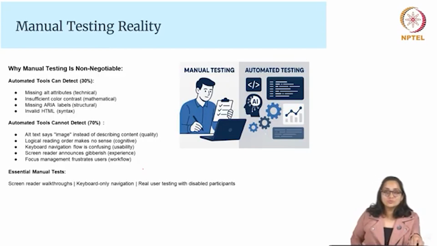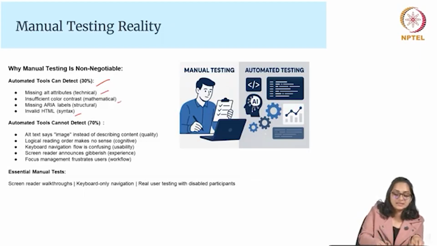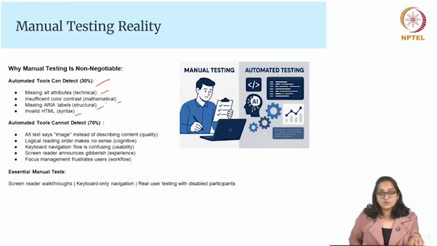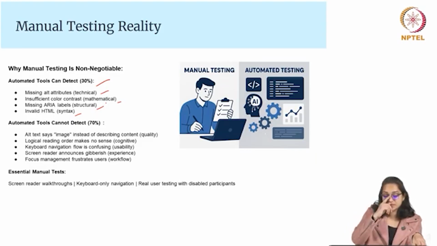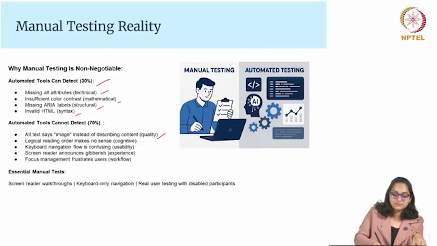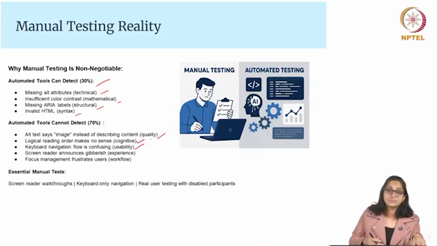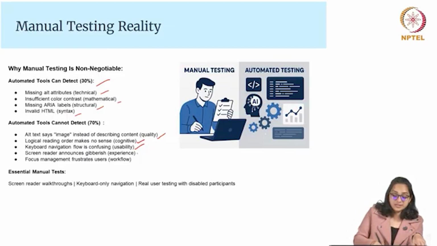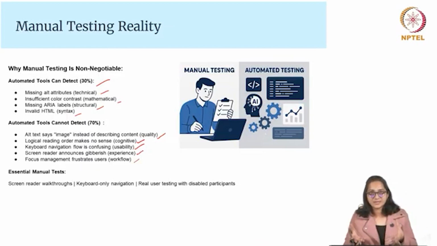So automated tools, as we discussed, can detect only up to 30% of the technical, the mathematical, the structural, or the syntactical errors and the quality of it. Automated tools cannot detect the semantic aspects, the cognitive aspects, the usability aspects, the experiential aspects, or the workflow aspects as well.